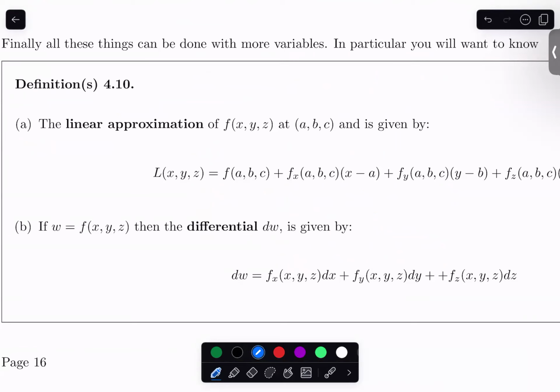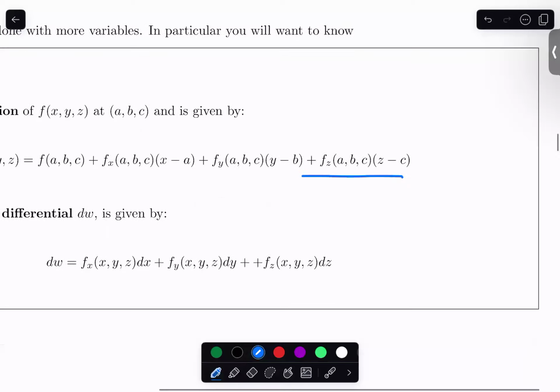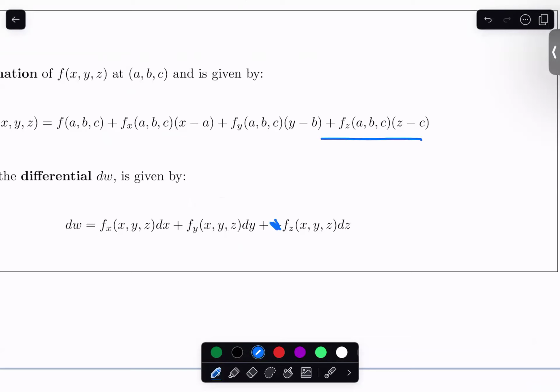So here, if you have some function that relies on x's, y's, and z's, again, it looks pretty similar, except you sprinkle in some z's. And likewise, oh, apparently I have an extra plus sign here. You can do the same sort of deal with your differential and just sprinkle in that last term, right? So if you have 4 variables, again, you just add in one more term here.